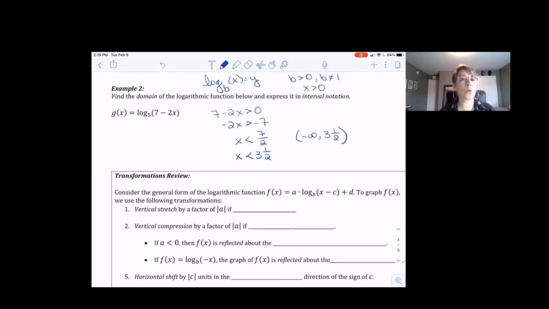If you're still struggling with interval notation, draw the number line, put in your 3.5. We know it's not included. x is everybody to the left, which means it's going towards negative infinity. And remember, our interval notation is always written from left to right, smallest to largest. So that's why it's negative infinity first, 3.5 next. So that guy is our domain.